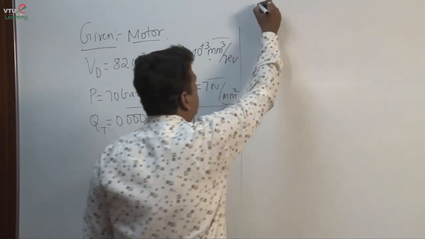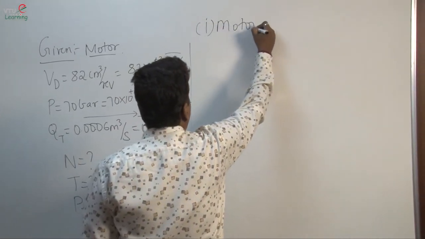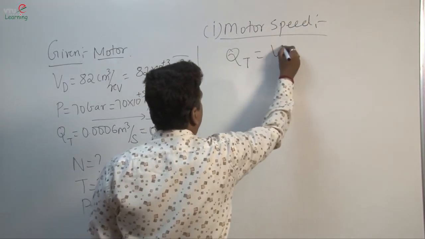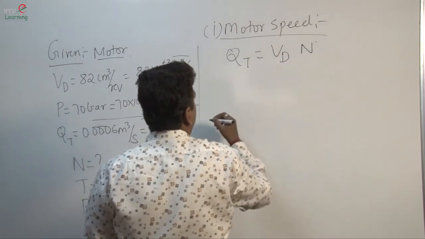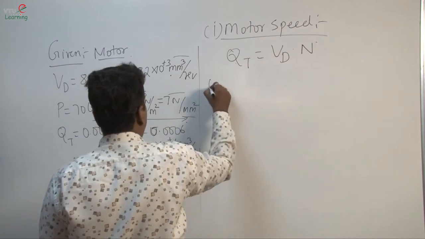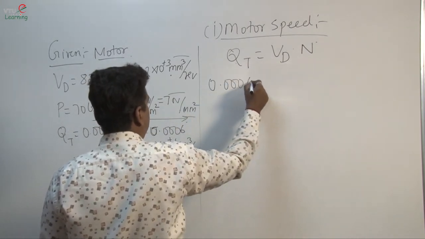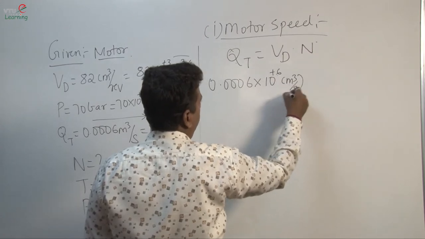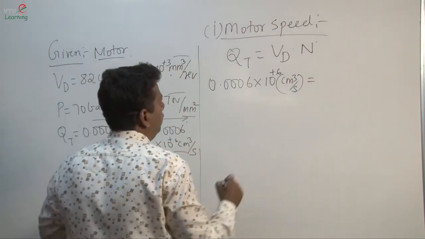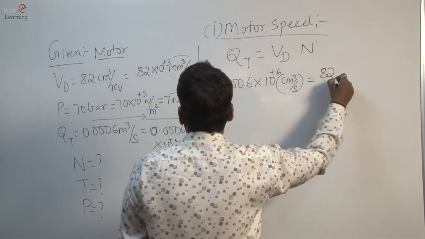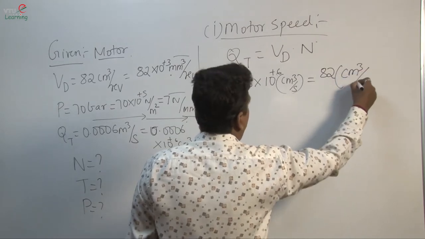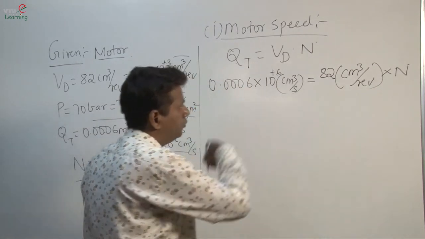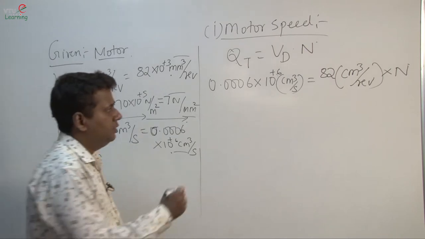First thing is the motor speed. We know that Q theoretical is equal to V displacement into N, right. So Q theoretical is 0.0006 into 10 to the power of plus 6, the unit is in centimeter cube per second, is equal to 82, directly in centimeter cube per revolution, multiplied by N.